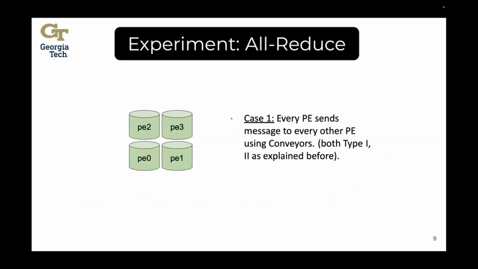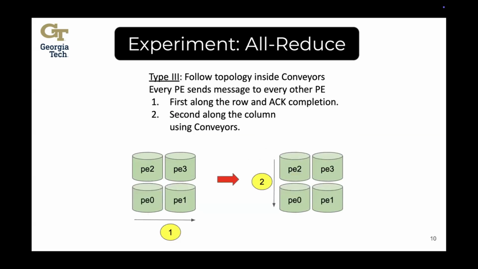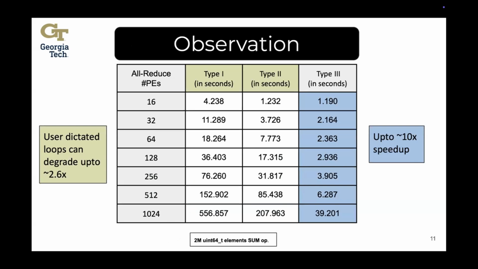So let's look at the second collective, which is the all-reduce collective that we implement on conveyors. Case 1 stays the same: we have type 1 and type 2, and similarly a type 3 situation as well. Here's the observation for the all-reduce collective. Type 3 is again performant, yielding up to 10x speedup. But if we look closely at type 1 and type 2, now type 1 starts degrading and type 2 is very efficient, to the point where at 1024 PEs it yields a 2.6x degradation.